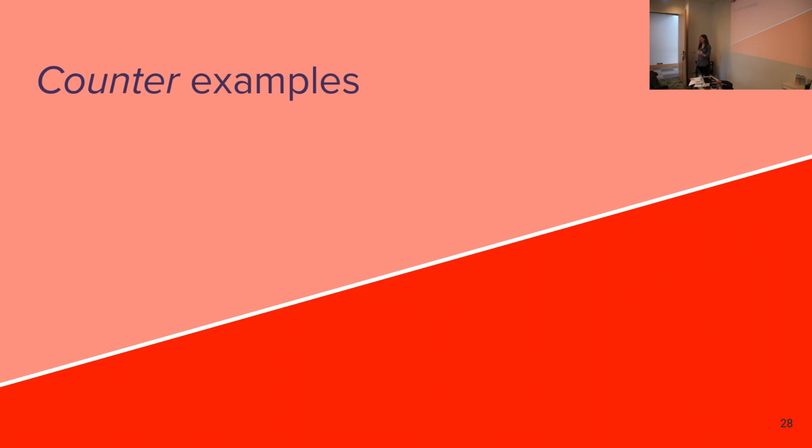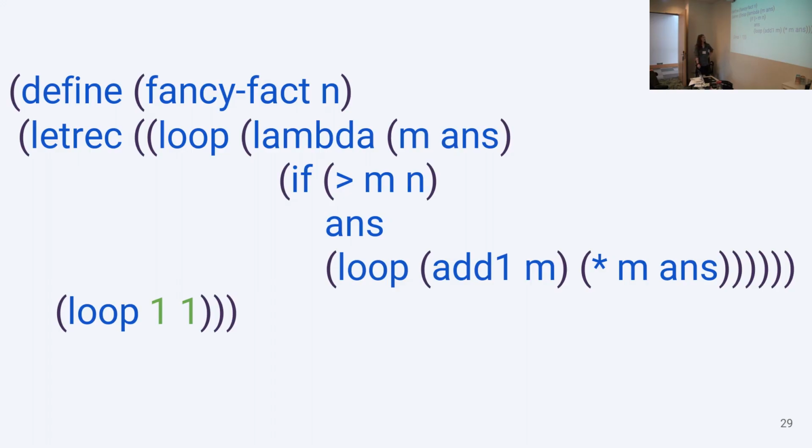Now let's talk about some counter examples. OK, so this is a fancy factorial definition. It's not unusual, though. So this factorial uses an internal loop. And this loop is called on two values right off the bat, 1 and 1. The two arguments are, one is a counter, and the other is the accumulator. And it's tail recursive, and overall, not an unrealistic program. We want our partial evaluator to be able to handle these kinds of programs.